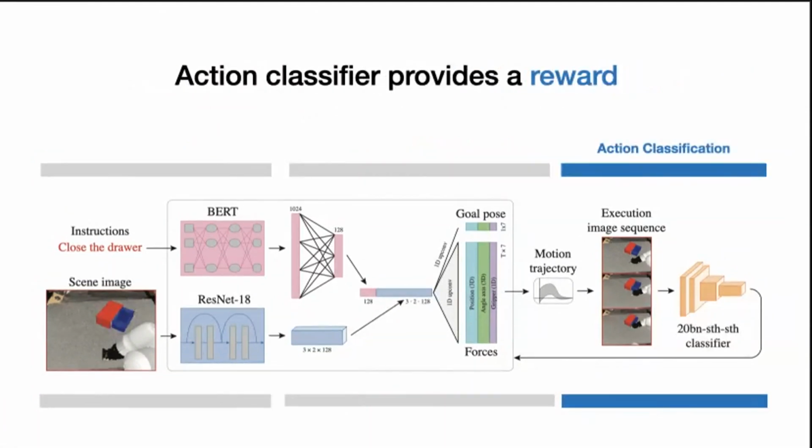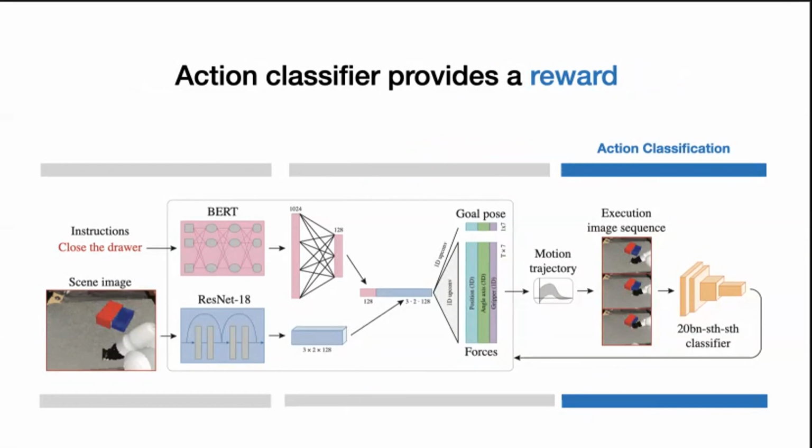Next we execute this entire motion trajectory with the robot in simulation and render to get a video. And this video is sent to the action classifier to get a score, which is used as a reward. And then we run reinforcement learning to update the parameters of the motion trajectory to maximize the reward.